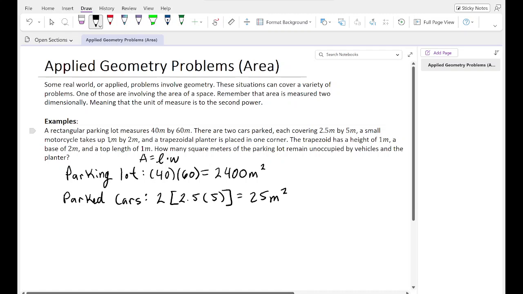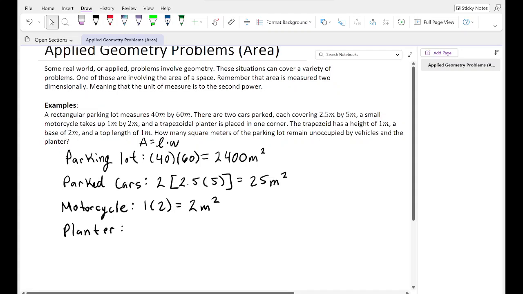A small motorcycle takes up 1 by 2 meters. So motorcycle. There's only one of those, and that's just going to be 1 by 2, which is very easy. It's just 2 square meters. And then the hard one here is the trapezoidal planter. So let's go with planter.